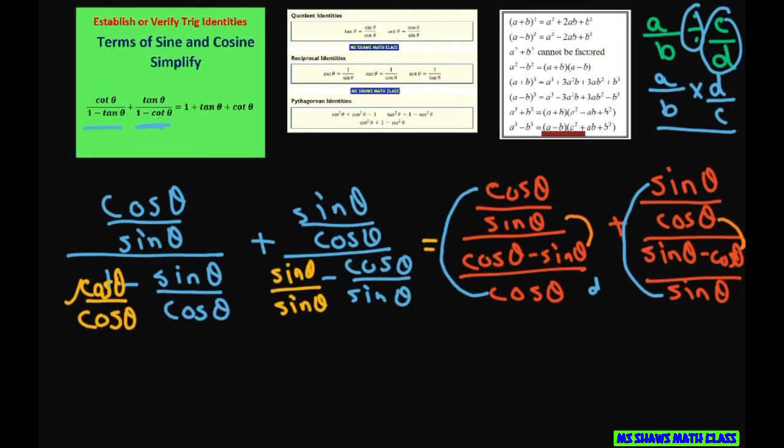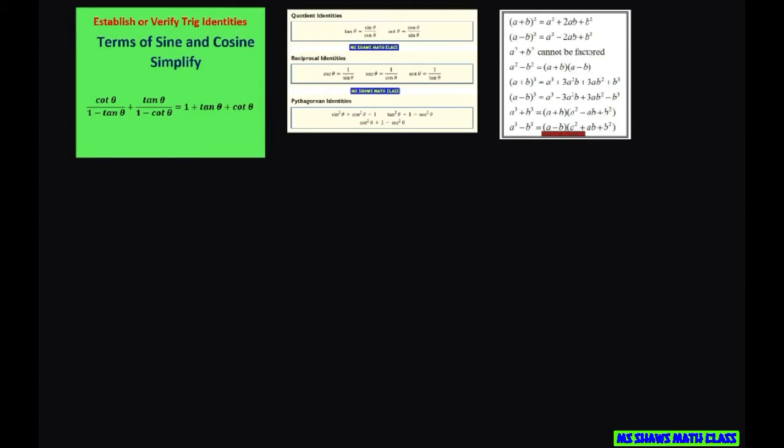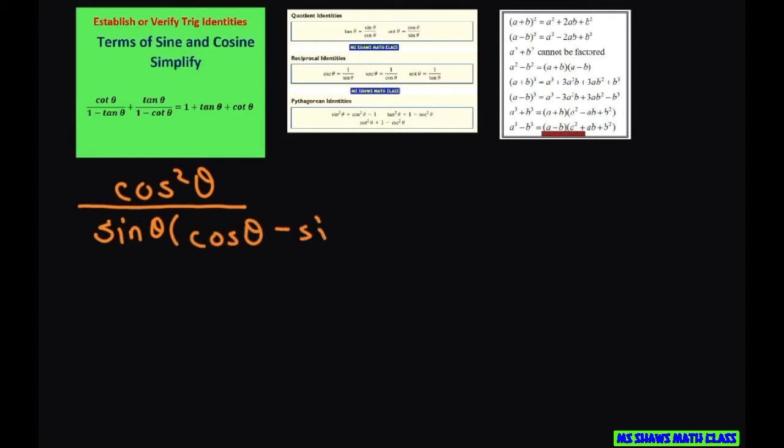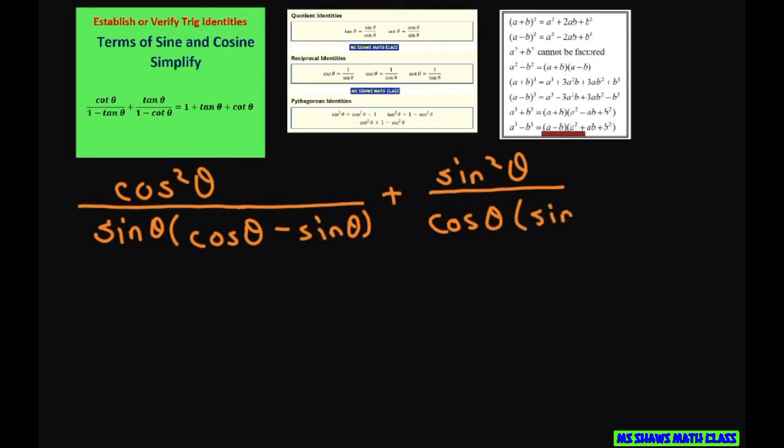And when you do that, you're going to get cosine squared of theta divided by sine of theta times cosine theta minus sine theta. And for the second term, we get sine squared theta divided by cosine theta times sine theta minus cosine theta. All right, now we're going to have to find the common denominator.